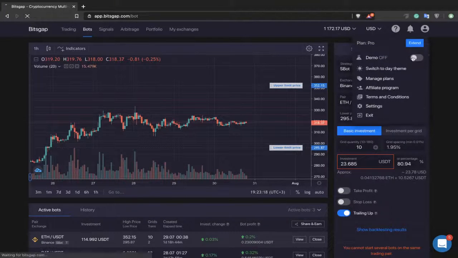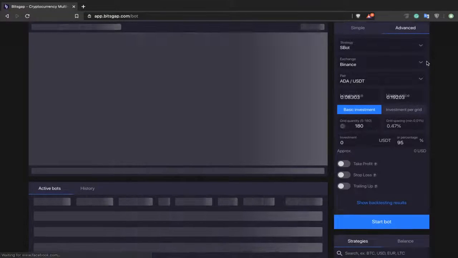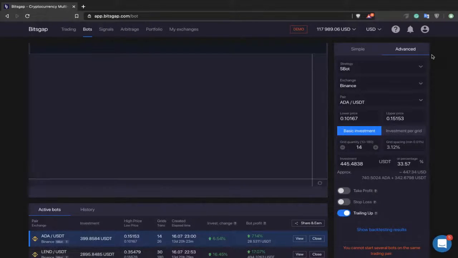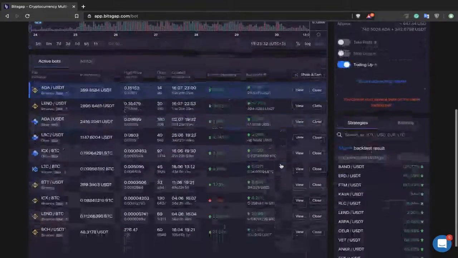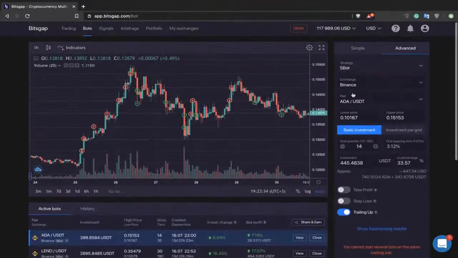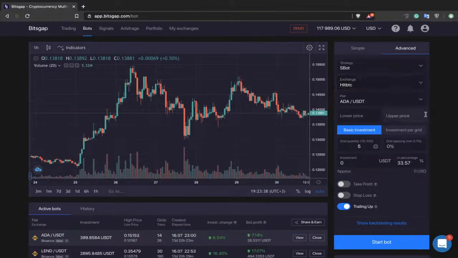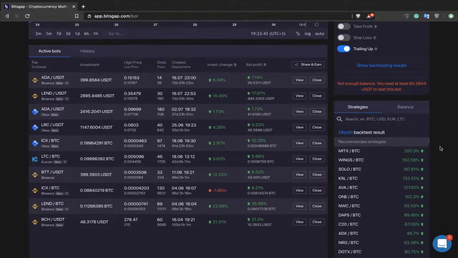Let me switch to my demo mode. Remember, the demo mode is a trading simulator, absolutely risk-free. So this is my virtual money. Let's check out what is going on, let's say you are trading at HitBTC. If you click on HitBTC, it will have different recommendations. So for HitBTC, that's MITX 200 return for the last month.